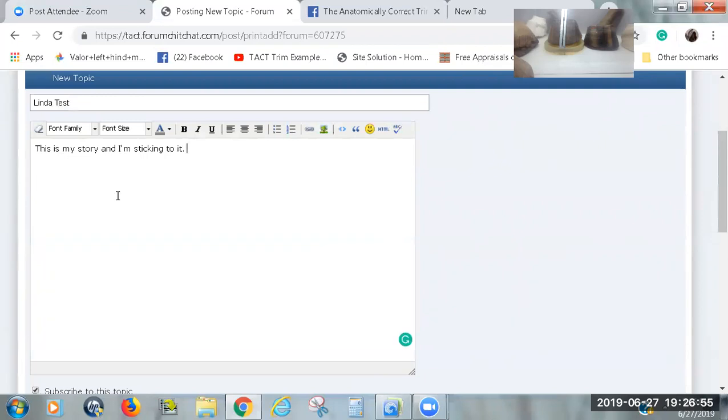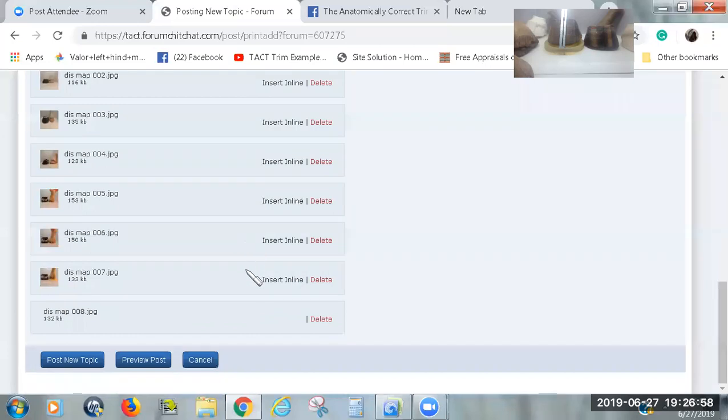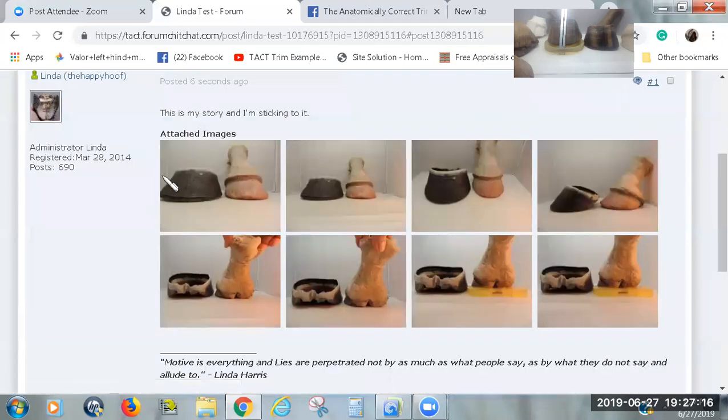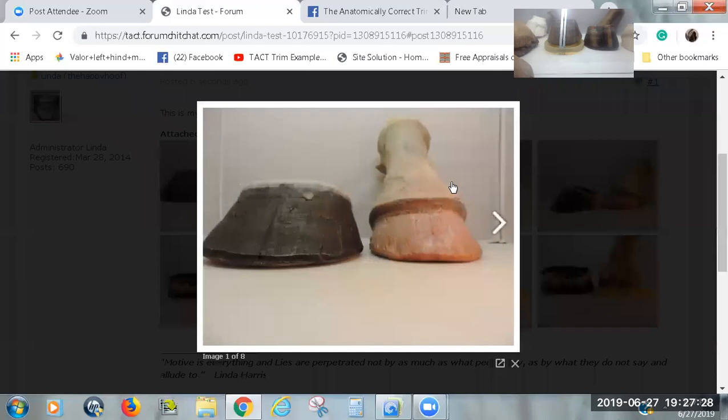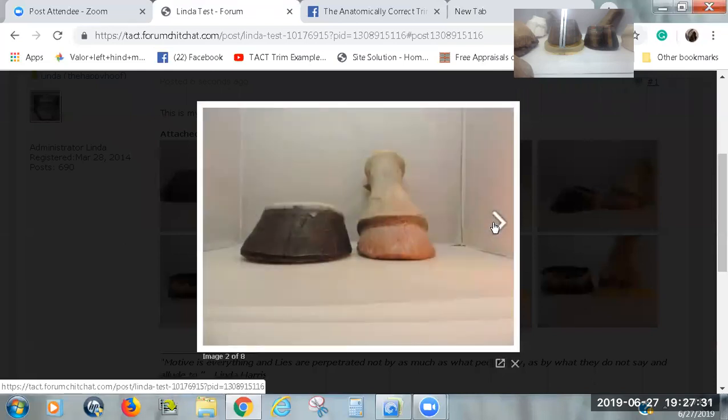Instead, okay, you write your story, and then you just post new topic. You don't insert any of these, because otherwise there'll be big old pictures, hard to deal with. You just post it like that, and it comes up like this, and then people can see them. And I like this because then I can look at a whole view of a bunch of pictures of the hoof, and then if I want to see it bigger, I can do that and go through it like that.